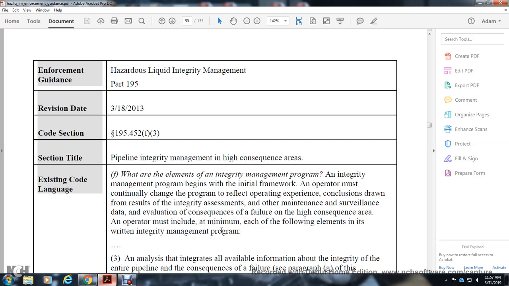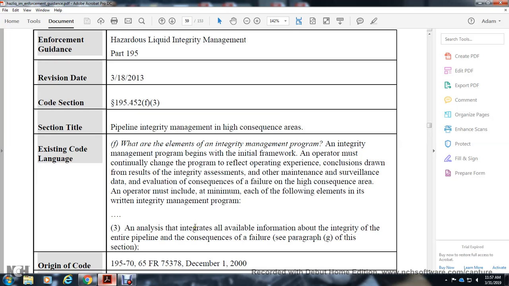Integrity management programs, due to the initial work with the operator, must continually change with the program to reflect the operating experience, conclusions, and results of integrity assessments, with the meaning for the surveillance of the data, evaluation, and consequence of the high consequence area. The operator must include the minimum of each of the following elements of the integrity management program, 3, and also integrate with available information for the integrity of the entire pipeline and consequence of failure. See paragraph G for the section code.